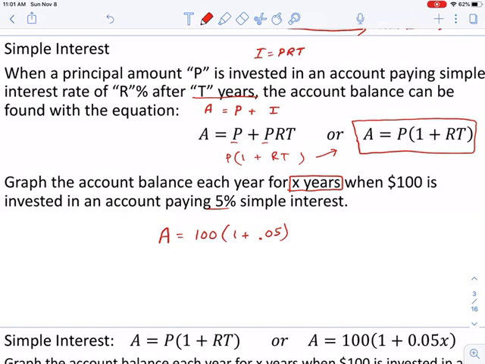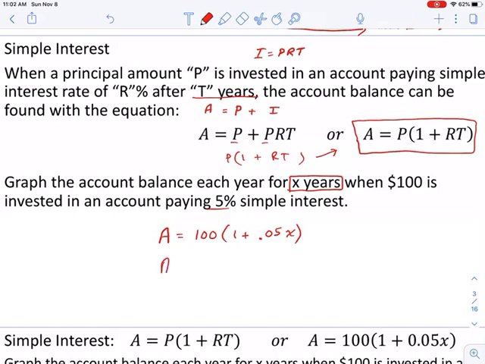See up here, T is the time in years. So we're going to put X in there in place of the T. So 0.05, oh, I didn't leave room for my X in there. So let's put the X in there. And there's our equation for that one.